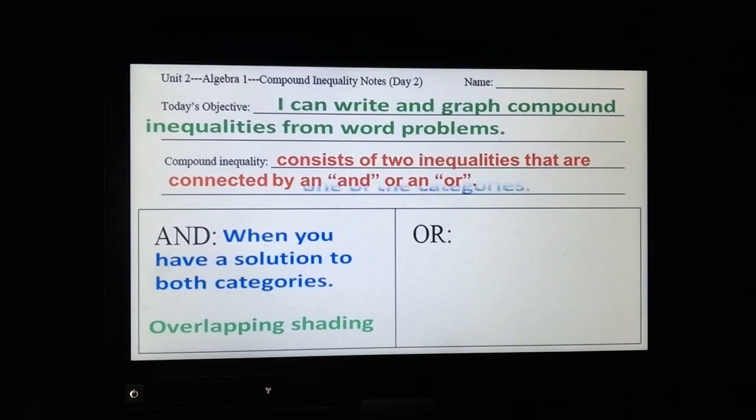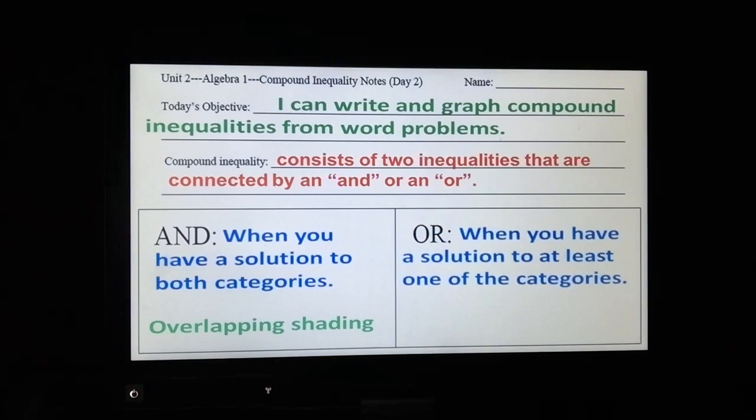Now, an or is when you have a solution to at least one of the categories. So what you're going to do is find at least one shading, and then anything where there's at least one shading is a solution. All right, now if you need to press pause to write all this down, go for it. Otherwise, I'm going to go to the next slide.